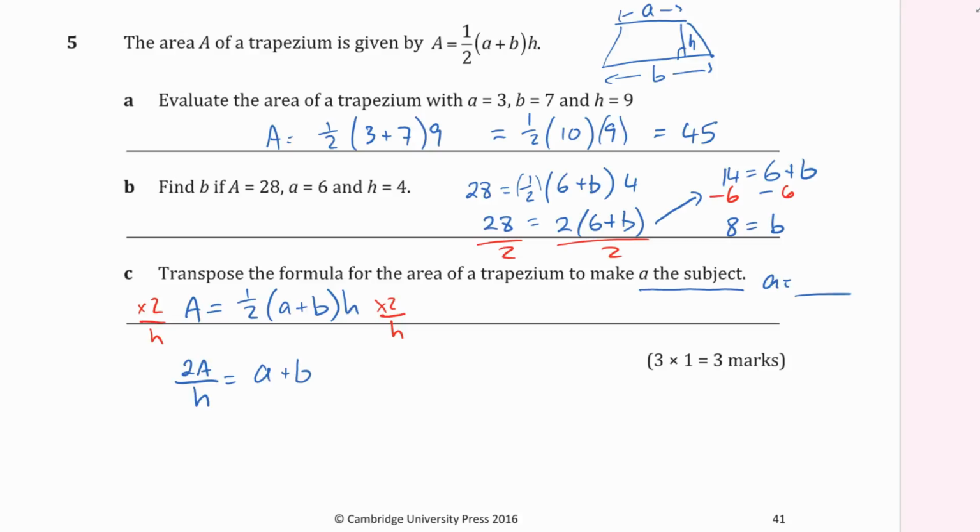Well, that's easy now to get rid of b, isn't it? I just subtract b from each side. So little a is equal to 2A divided by h minus b.